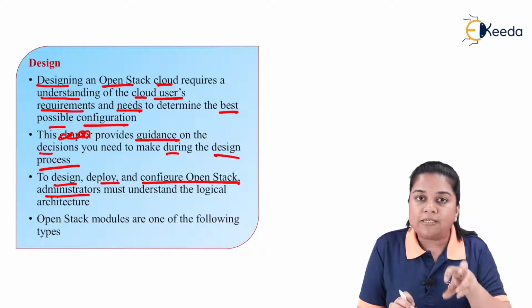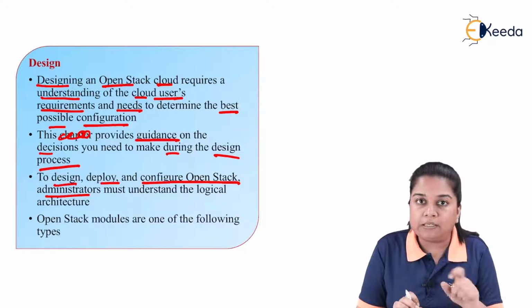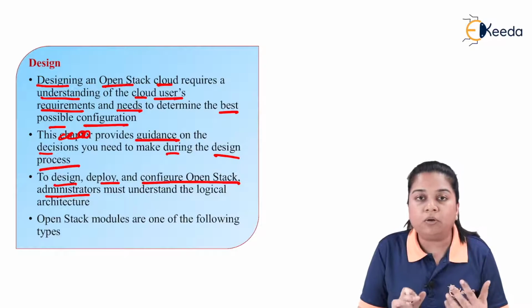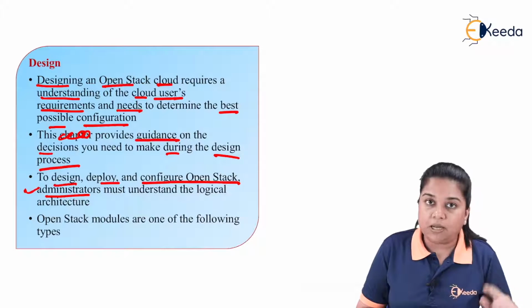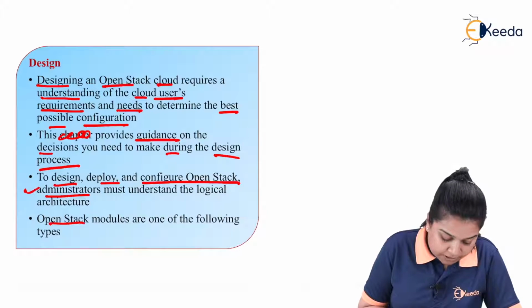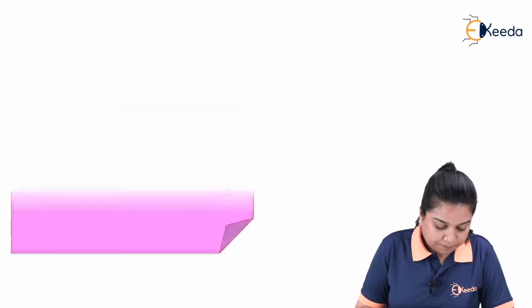That means to access any particular service, you have to issue REST API calls, and only then can they communicate or make requests to the other APIs. So we have to understand this logical architecture. Then OpenStack modules are one of the following types we are going to learn.